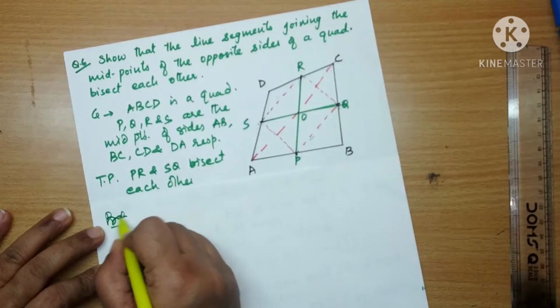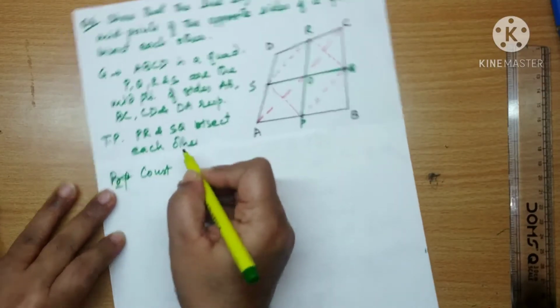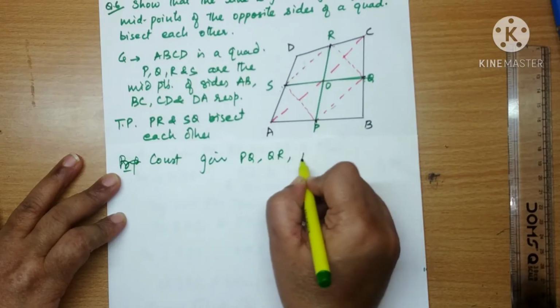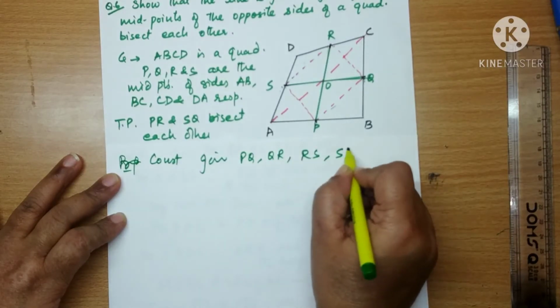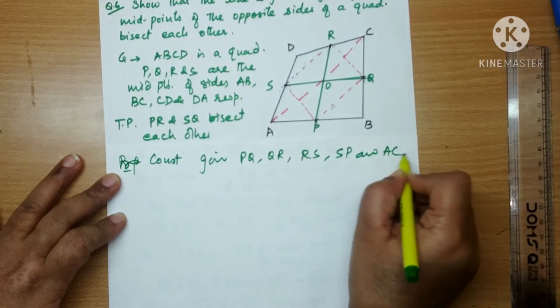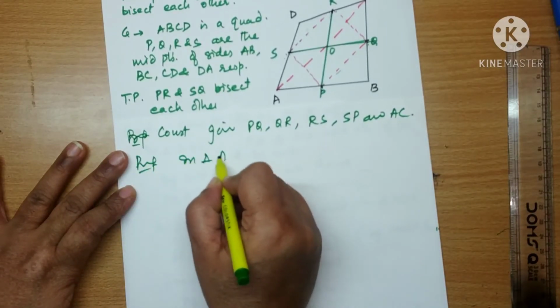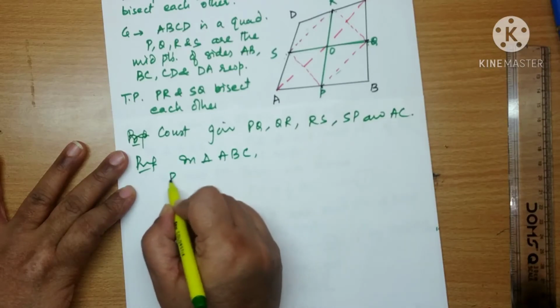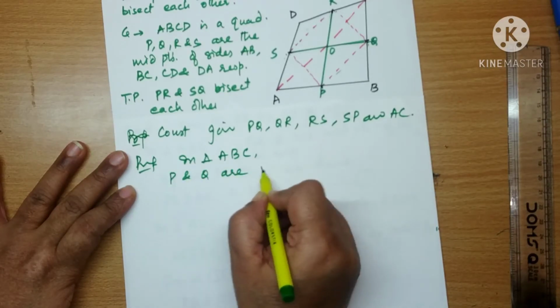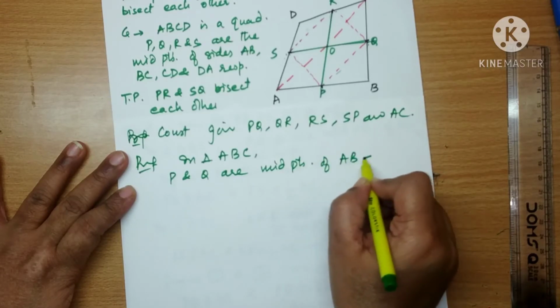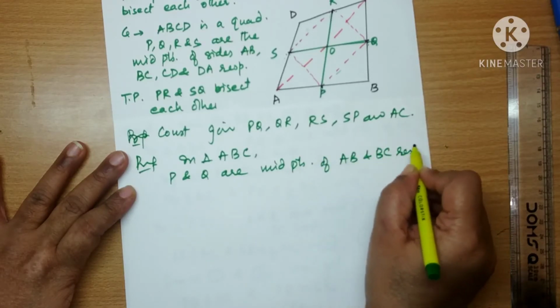Join AC. First of all, construction. Join PQ, QR, RS and SP and AC. Now proof. In triangle ABC, P and Q are midpoints of AB and BC respectively.